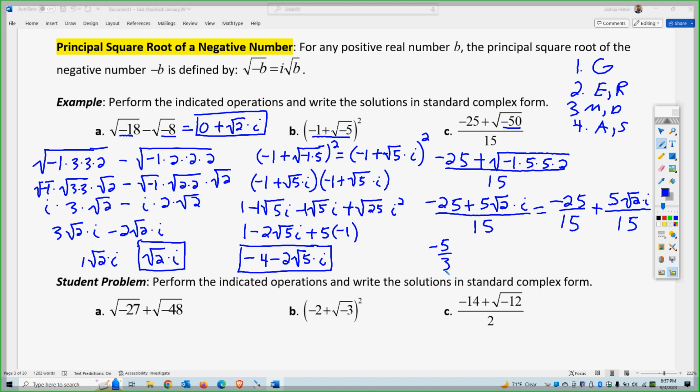So it's minus, oh, we lost the negative, or did I? No, I don't think I did. I think we're good. So plus root 2 over 15I. Okay. All right, pause the video, try the student problems for yourself.